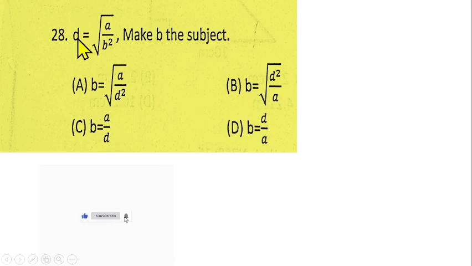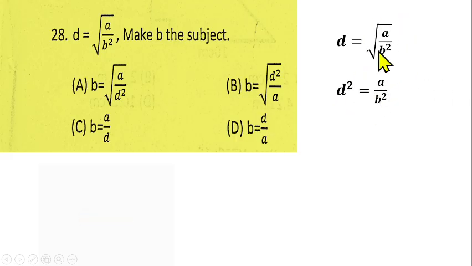Question number 28 is from subject of formula. We have d is equal to square root of a over b square. We have to make b the subject of the formula. What do we do? First of all, get rid of this square root by squaring both sides. If you square the square root, that square will take care of the square root. So you have d square equals to a over b square.